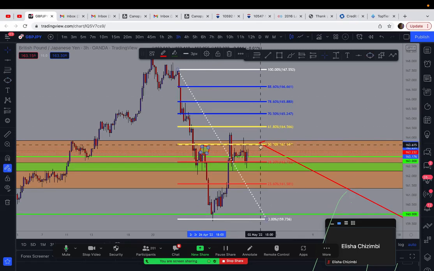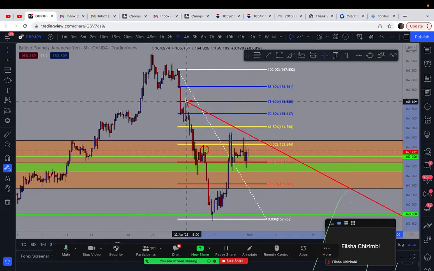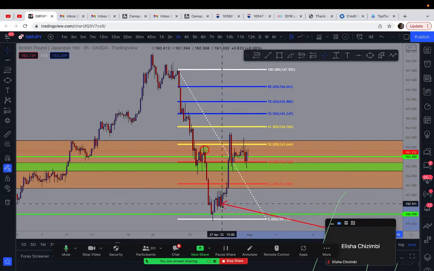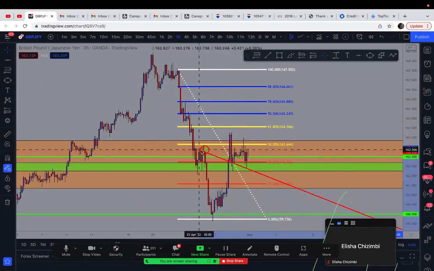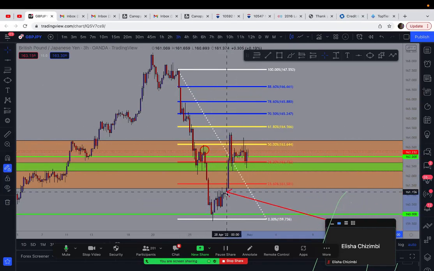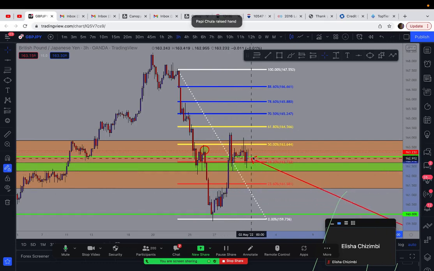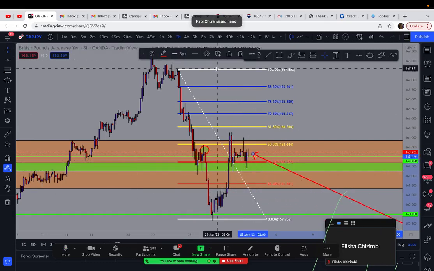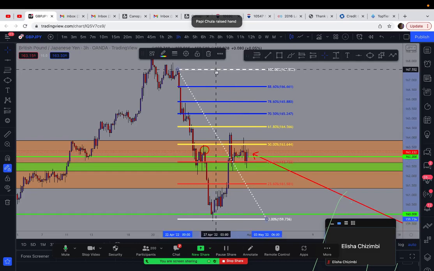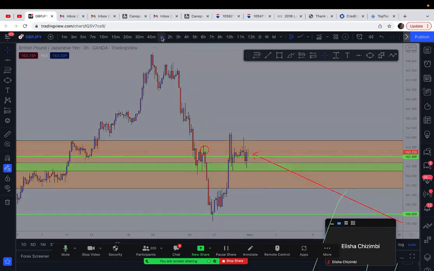Now, it was never really a seller's market to begin with. Sellers just took over for a short period of time, but this push up should have let you know that buyers are back and now we're ready to go long. So everybody should be looking for buys, right? That's via the 3-hour. Now we're going to go down to the 1-hour.